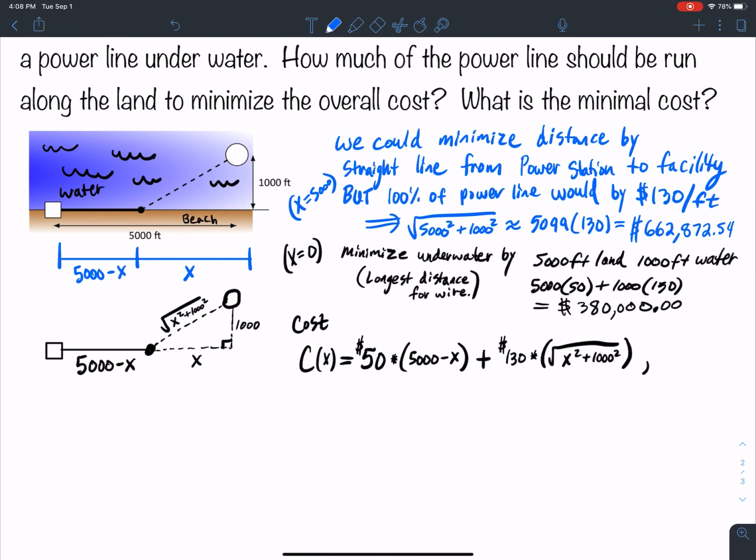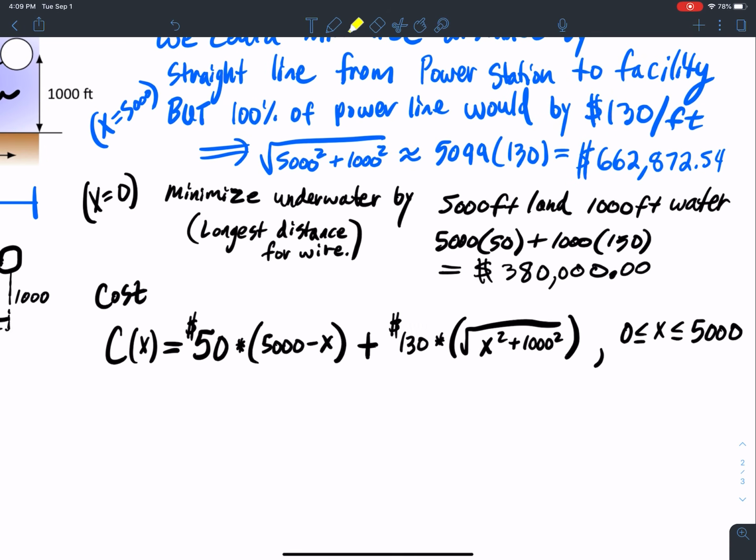This cost function works for values of x between 0, what we said here, and 5,000, what we said there. If I get anything over 5,000, I'm going to have a negative number of feet here, and that's no bueno. And I can't have anything less than 0 because that would mean a negative amount of feet. That makes no sense. So here's my domain for this function. We've already tested the endpoints for the extreme value theorem.